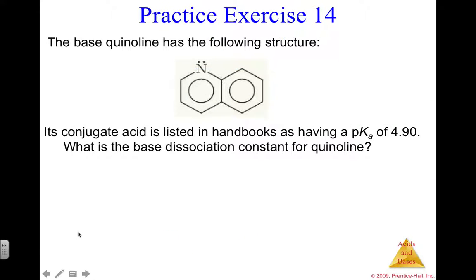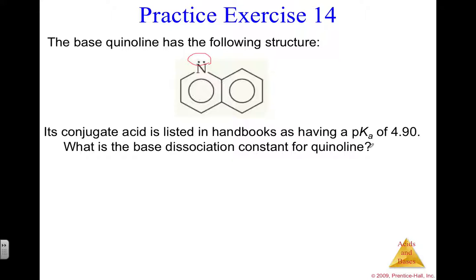Okay, so let's look at this. Practice exercise 14. The base quinoline has the following structure. And again, I recognize, and I want you to start to recognize as well, what makes this a base: nitrogen with that lone pair. Remember, lone pairs can accept H+. And that is what a base does. It accepts H+. So its conjugate acid is listed in the handbooks as having a pKa of 4.90. What is the base dissociation constant for quinoline?